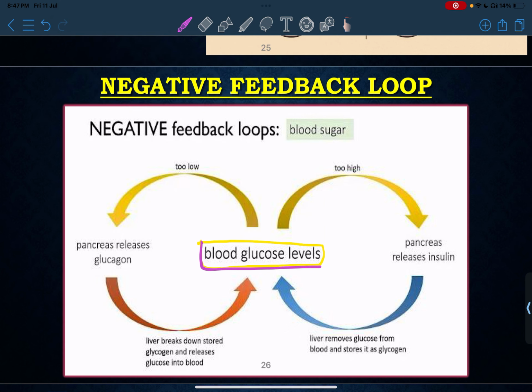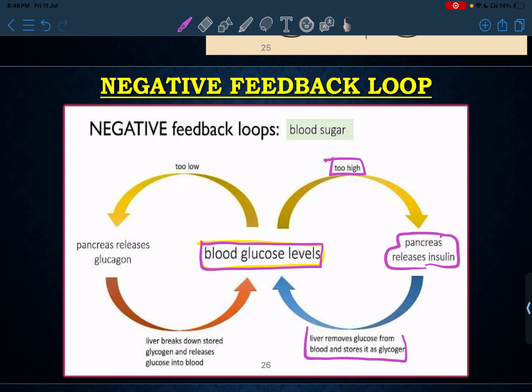See, blood glucose level is high. So it will give feedback to the beta cells and release insulin. With this insulin, the liver removes glucose from the blood and stores it as glycogen. So blood glucose level decreases, and it gives a negative feedback to the pancreas and decreases the release of insulin.